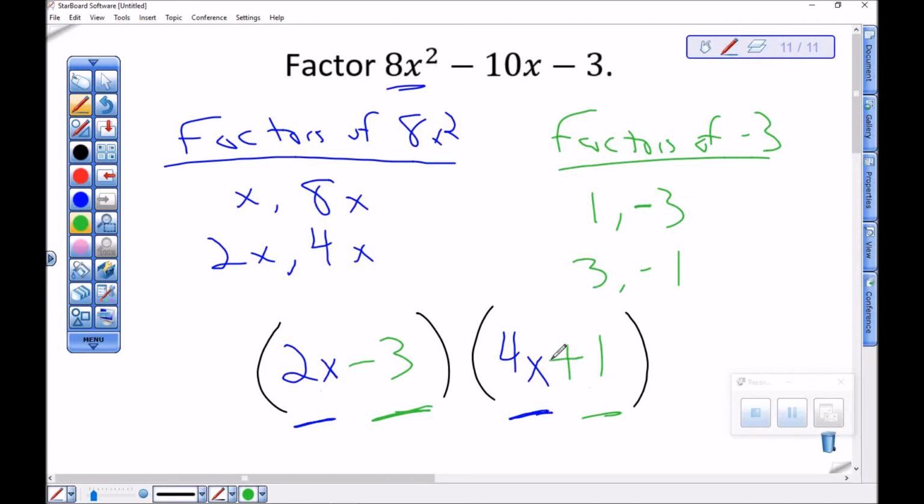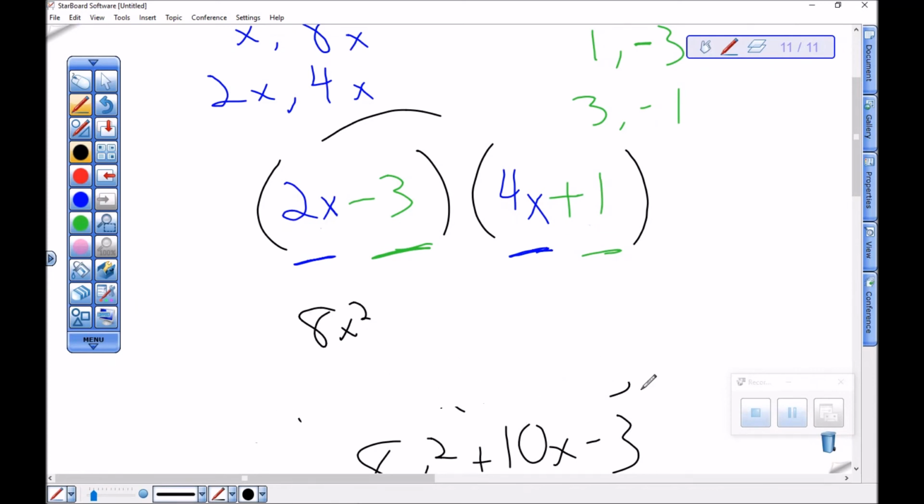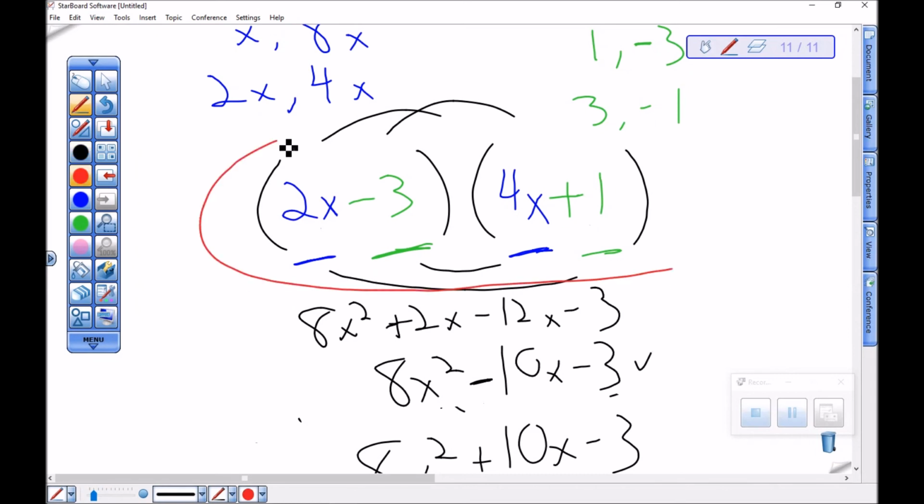Let's verify that this is now the right answer. 2x times 4x, again, 8x squared. 2x times 1 is 2x. Minus 3 times 4x is minus 12x. And minus 3 times positive 1 is minus 3. 8x squared minus 10x minus 3 is exactly what I wanted, so that is the correct pair of factors.